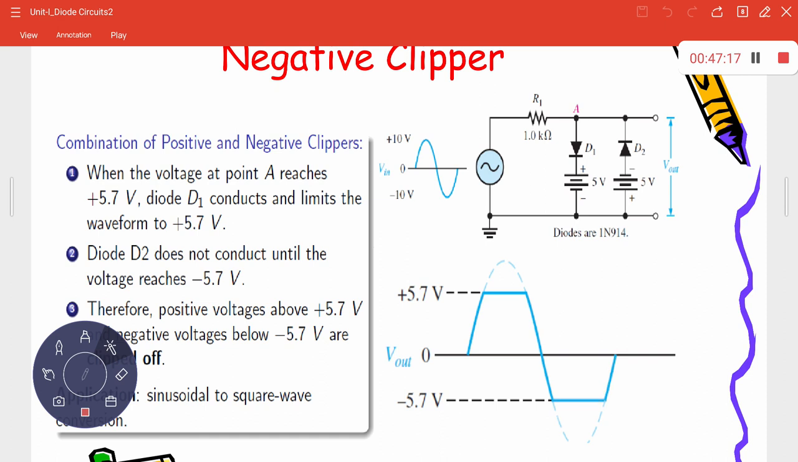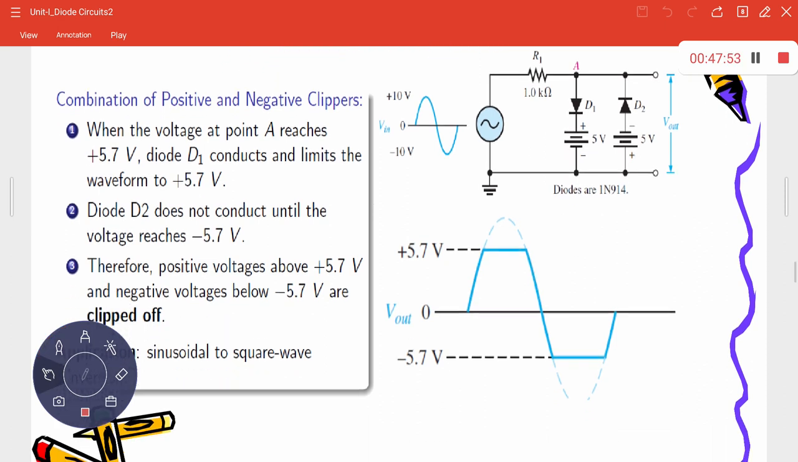Yes, this is your output. You can feed it into a full wave rectifier circuit. Then what do you expect? You should expect, for full wave, something like that. Like this. Not perfect, but that you can get.